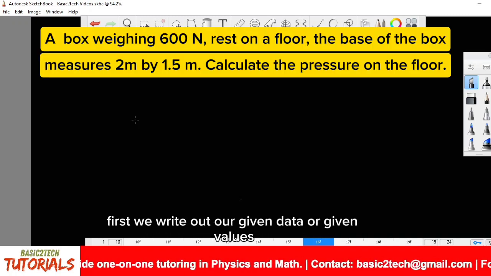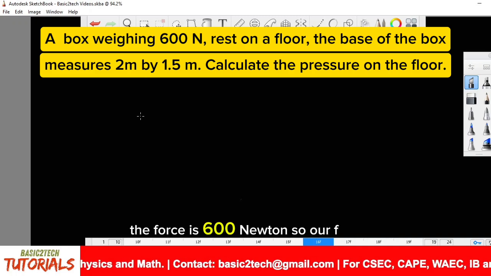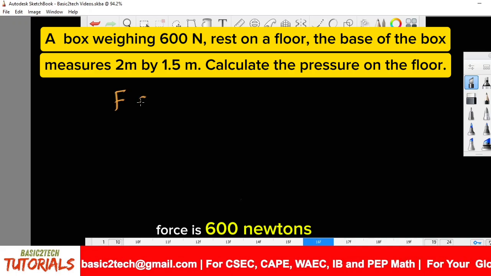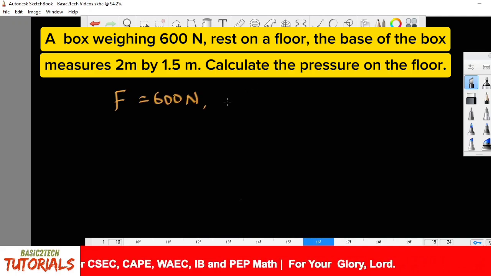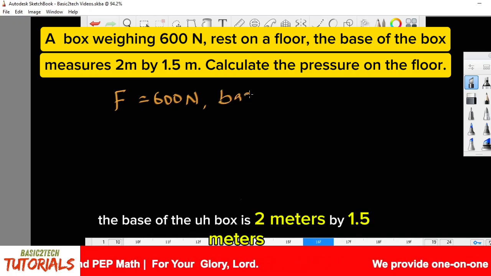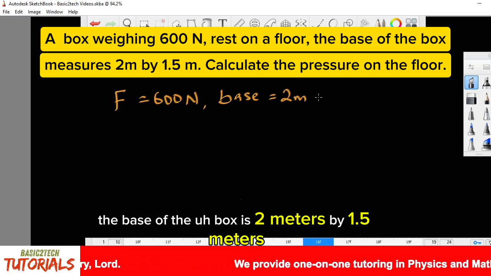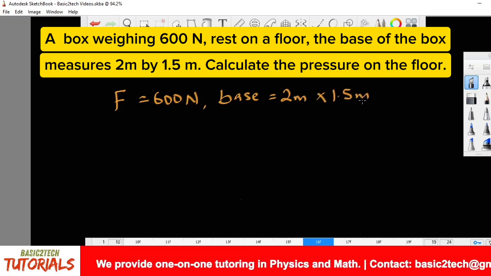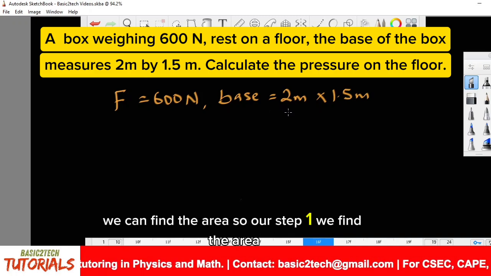First, we write out our given data or given values. The force is 600 newtons. We're given the base area. So the base of the box is 2 meters by 1.5 meters. Now, with this information of the base, we can find the area.